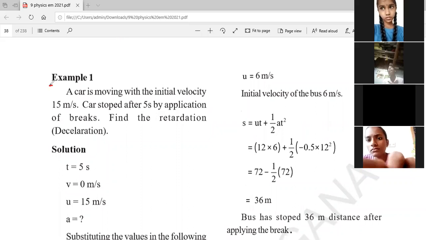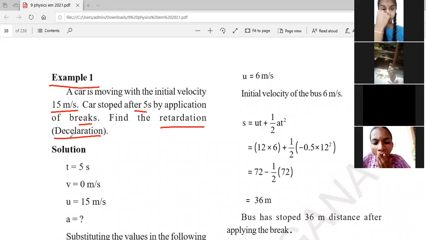So see now, the problems which we have in this chapter. First of all, given here: a car is moving with an initial velocity of 15 meters per second and the car stopped after 5 seconds by application of brakes. Find the retardation or deceleration. So here a car is moving with initial velocity 15 meters per second, and the car stopped after 5 seconds by application of brakes. So we have to find the deceleration of this car.